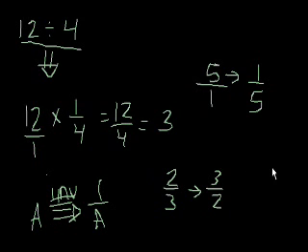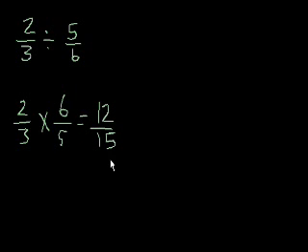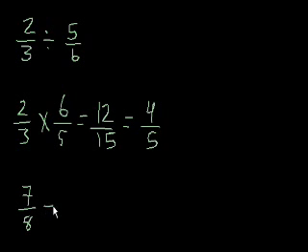So let's do some fraction division problems. What is 2/3 divided by 5 over 6? Well, we know that this is the same thing as 2/3 times 6 over 5. And that's equal to 12 over 15. And we could divide the numerator and the denominator by 3. That's 4 over 5.